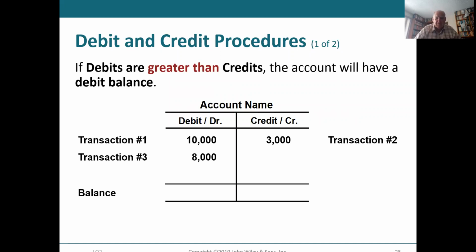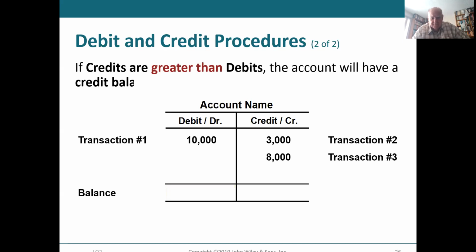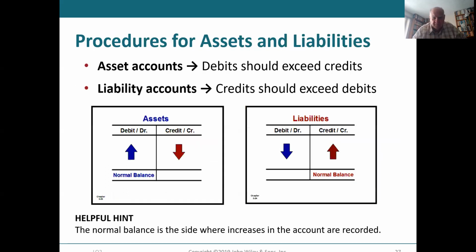If the debits are greater than the credits, the account will have a debit balance. And we're going to go into some rules in a little bit. So transaction 1, this account was debited for $18,000 credited. So the balance is $15,000. Okay, $15,000. If credits are greater, then you just have a credit balance. Certain accounts always have a credit balance. Certain accounts always have a debit balance. And those are the rules that we need to understand. So let's get started here, okay?